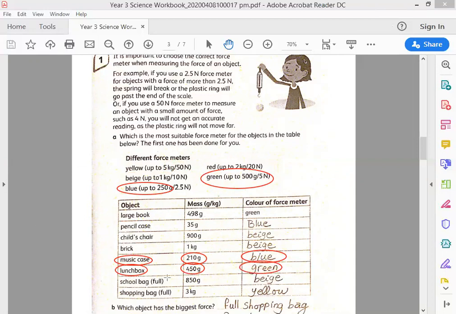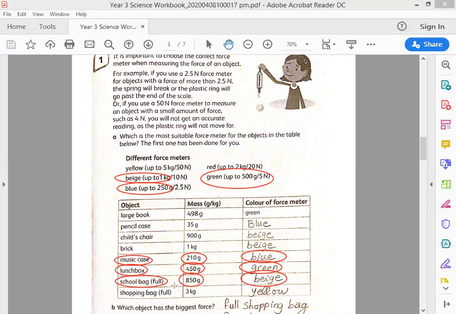What do you think about the school bag, which is full of books? He said it's going to weigh 850 grams. 850 grams, which is less than 1 kilogram. Because as we said, 1 kilogram is equal to 1,000 grams. So which one can afford less than 1 kilogram? Yes, the beige force meter. The beige force meter is going to withstand the mass of 850 grams.